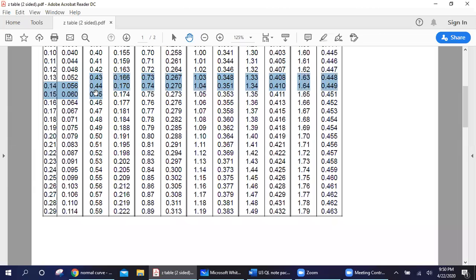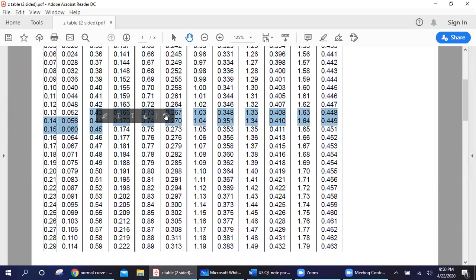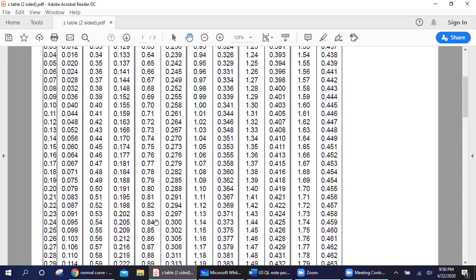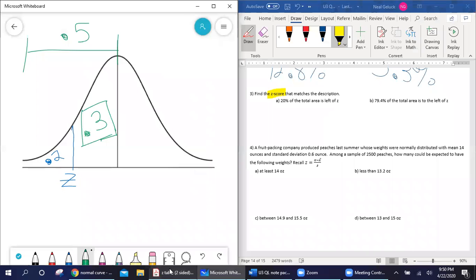So I'm looking for under the areas now. I'm looking on the areas. See, they go Z area, Z area. I'm looking for the number 0.3. Unfortunately, the areas slowly increase, and 0.3 goes with a z-score of 0.84. So the z-score is 0.84, but be careful, 0.84 is a positive number, so it's to the right. So that must mean that the z-score I wanted was negative 0.84.